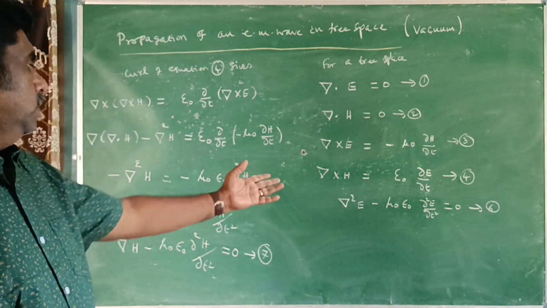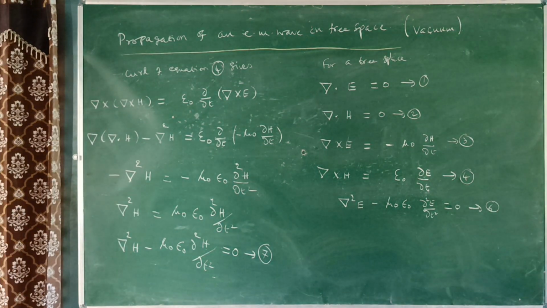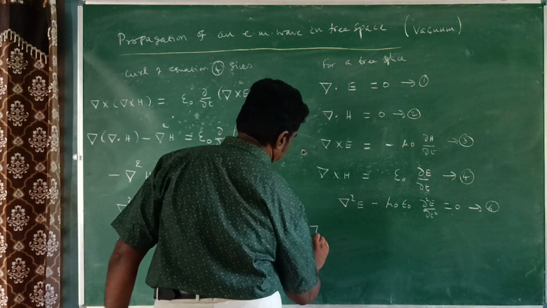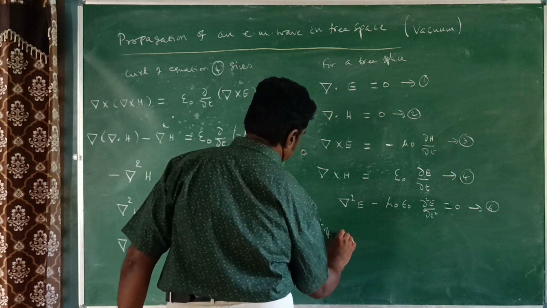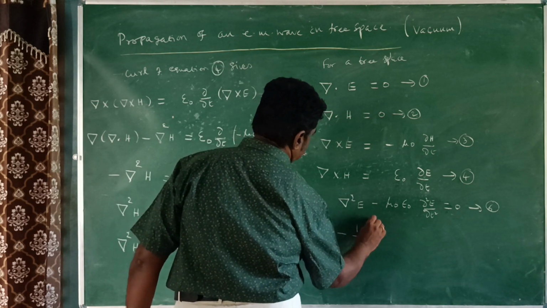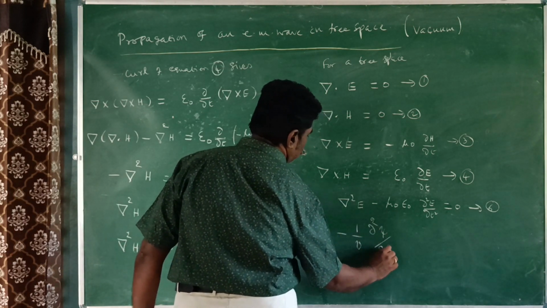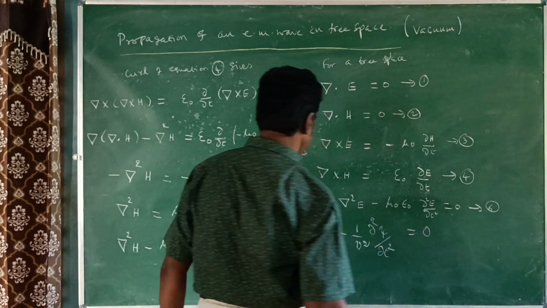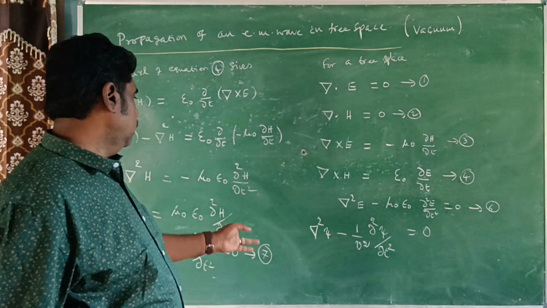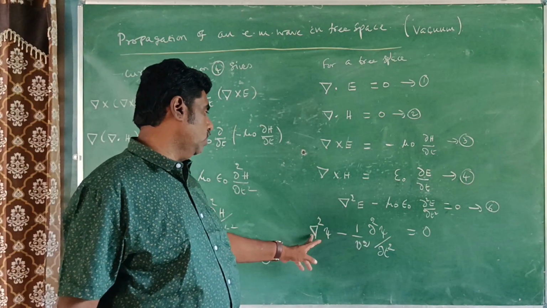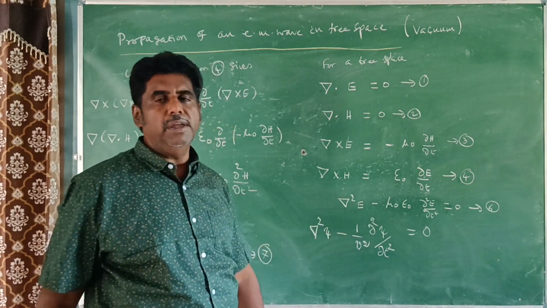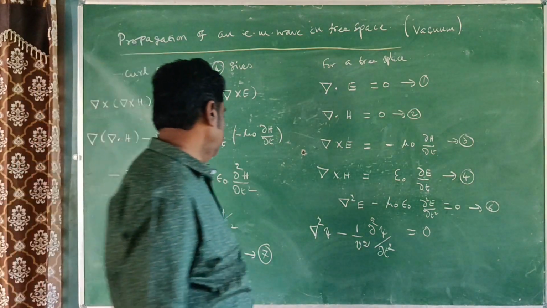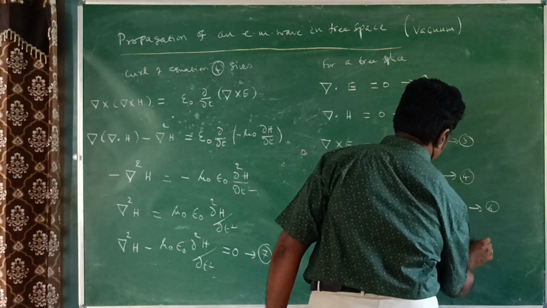Now 6 and 7 are compared to the wave equation, del square psi minus 1 by v square dou square psi by dou t square is equal to 0. See that equations 6 and 7 are compared to the wave equation del square psi minus 1 by v square into dou square psi by dou t square is equal to 0. This is our general form of the wave equation. So this is equation 8.